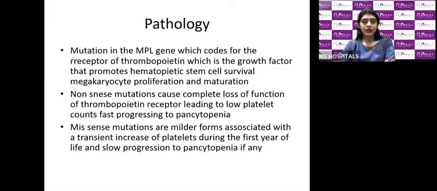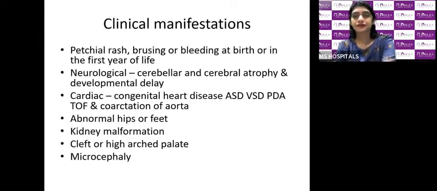Pathology, there is mutation in the MPL gene, which codes for the receptor of thrombopoietin, which is the growth factor that promotes hematopoietic stem cell survival, megakaryocyte proliferation, and maturation. Nonsense mutations cause complete loss of function of thrombopoietin receptor, leading to low platelet counts, fast progressing to pancytopenia. Missense mutations are milder forms associated with a transient increase of platelets during the first year of life and slow progression to pancytopenia, if any.